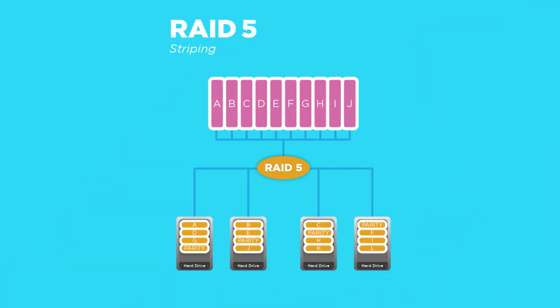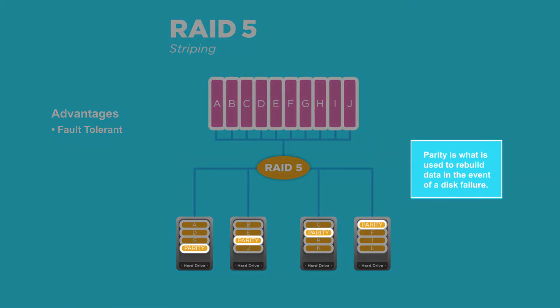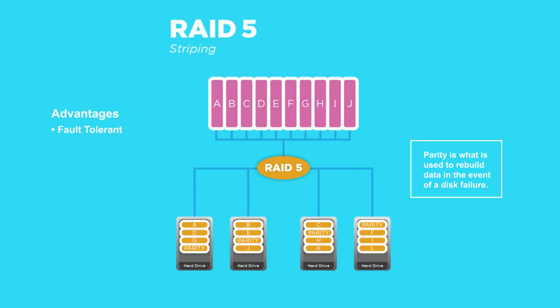So now let's look at RAID 5. For a RAID 5 setup to work, 3 or more disks are required. RAID 5 functions by having data striped across multiple disks with information known as parity. Parity is distributed evenly across all the disks. This is what is used to rebuild data in the event of a disk failure.